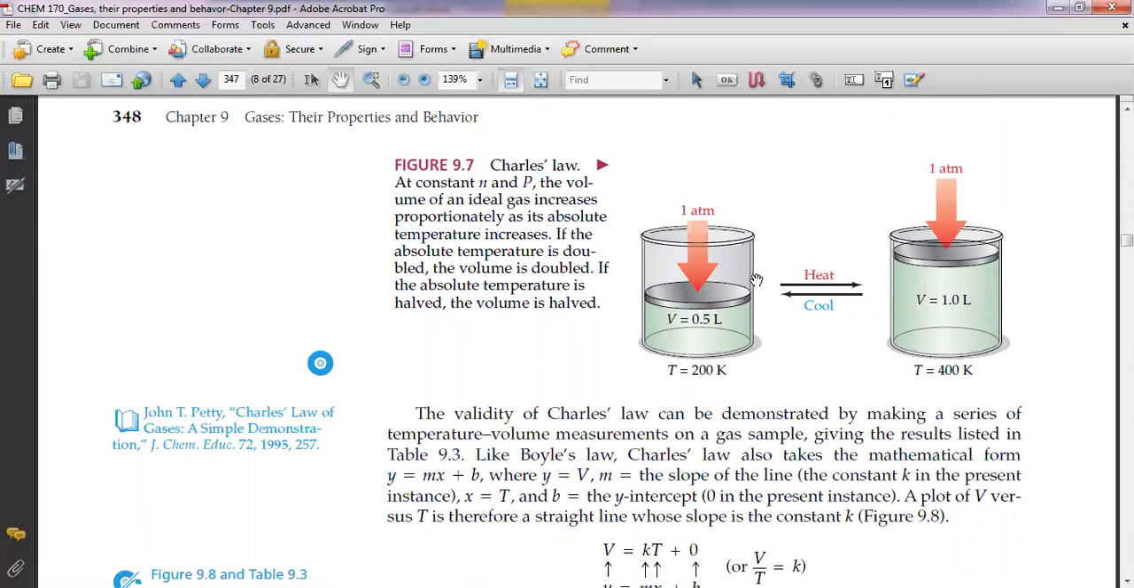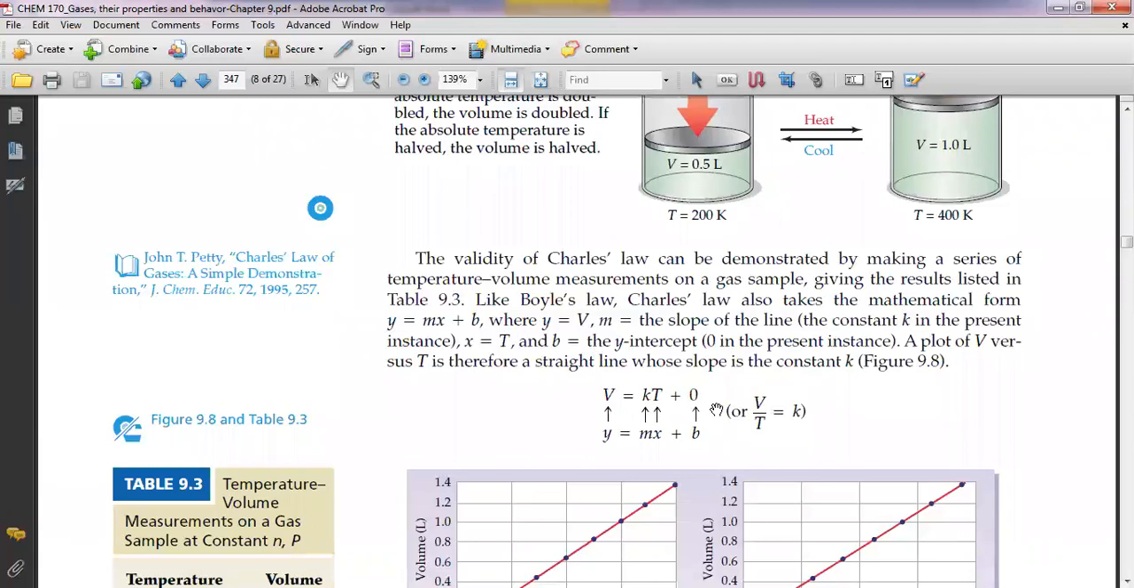So when you increase the temperature from 200 Kelvin to 400, that means you are going to double the temperature. The volume is also going to be doubled, because the volume is proportional to the temperature. And so either you can move from left to right by heating, or you can move from right to left side by cooling this system.